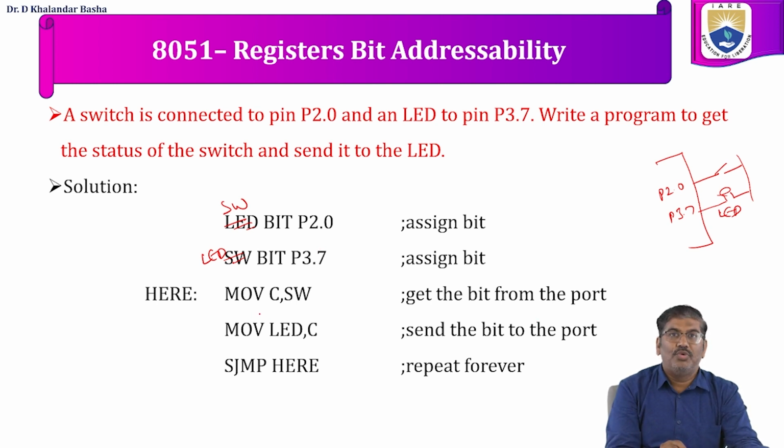Then MOV C, SW. So instead of referring to P2.0, we can refer to it as SW. MOV C, SW: the switch position will be moved to C. Then this C value will be moved to the LED, which is nothing but moving directly to P3.7. For repetition, we can go for a short jump to the label, where we read the switch position and the corresponding value will be placed on the LED.